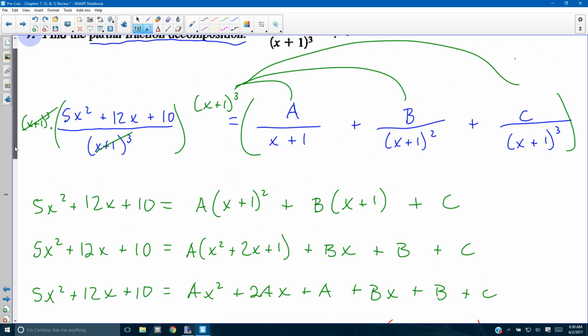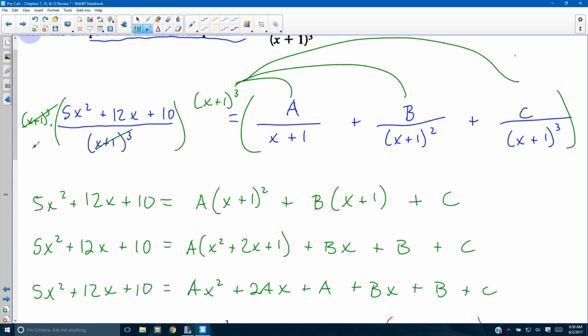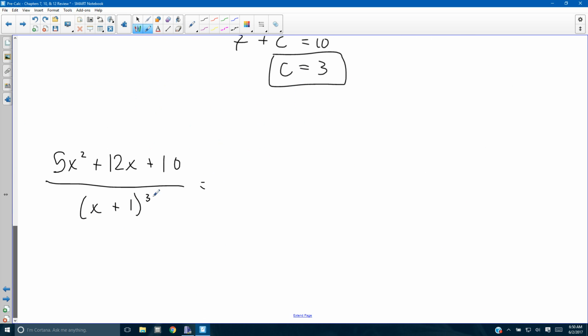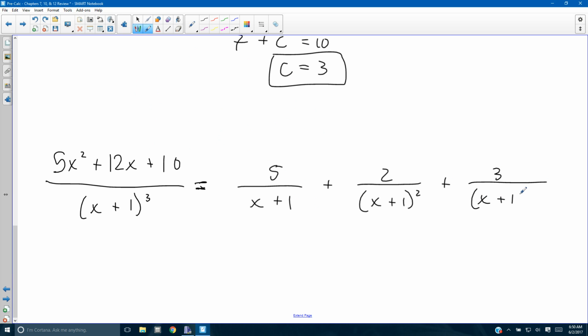So let me write it one more time down below. 5x squared plus 12x plus 10 over x plus 1 quantity cubed is equal to this decomposed set here. A is 5. So this will be 5 over x plus 1 plus 2 over x plus 1 quantity squared, that was b, plus 3 over x plus 1 quantity cubed.